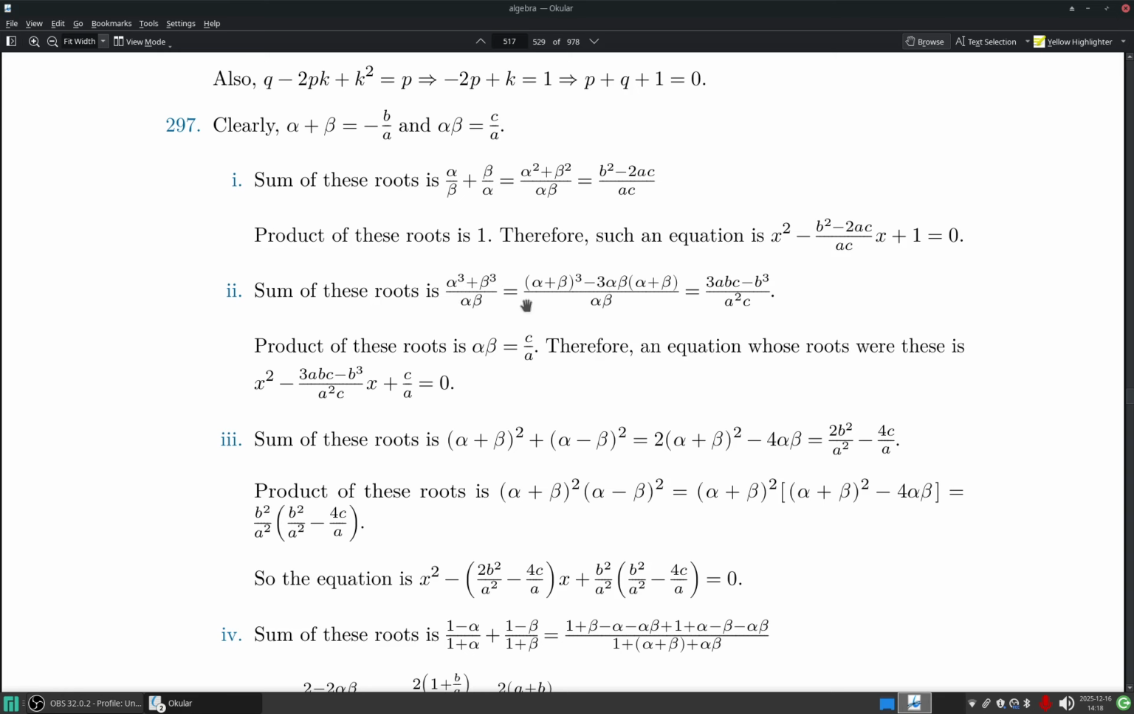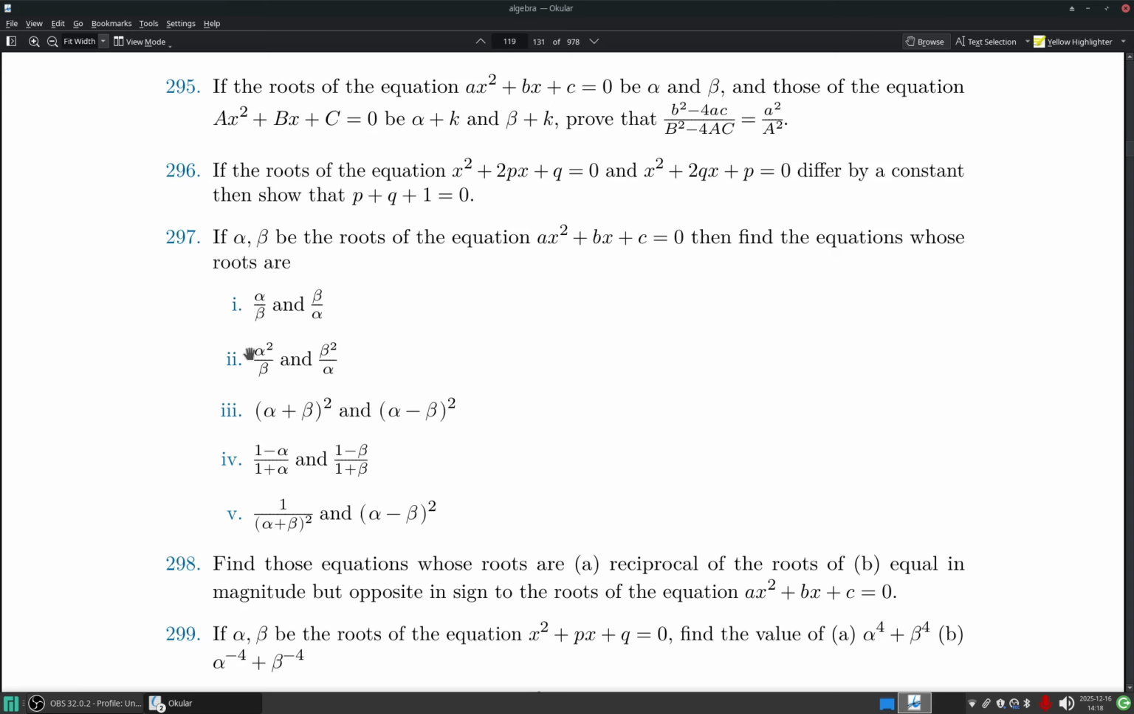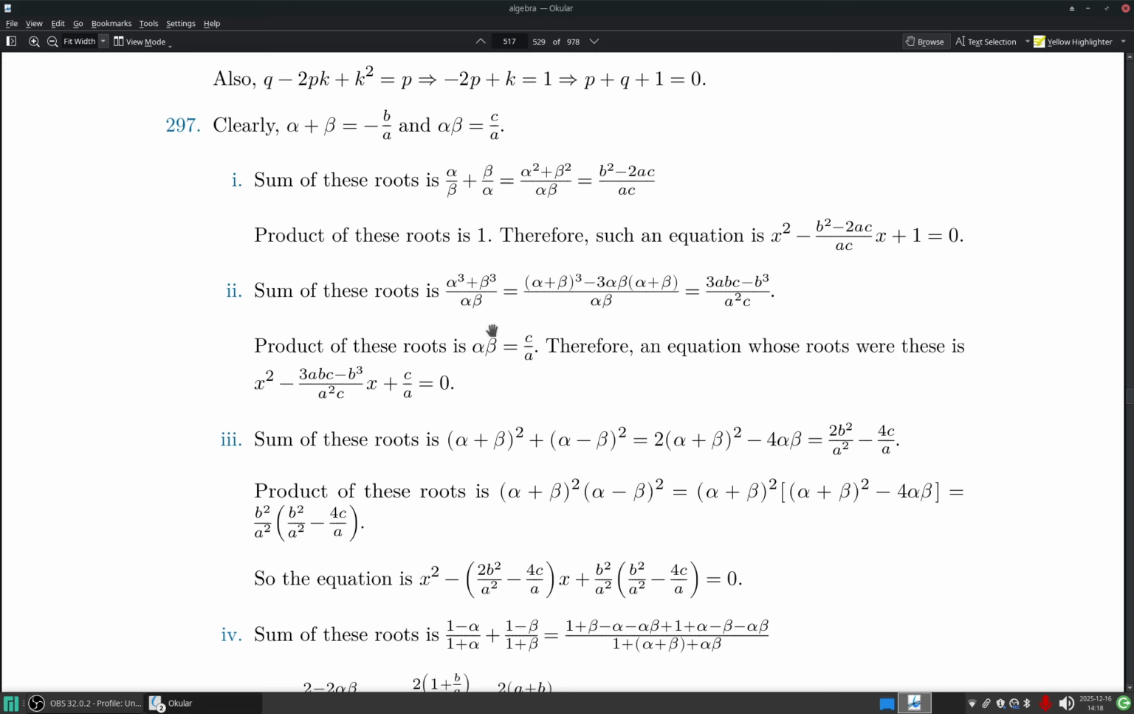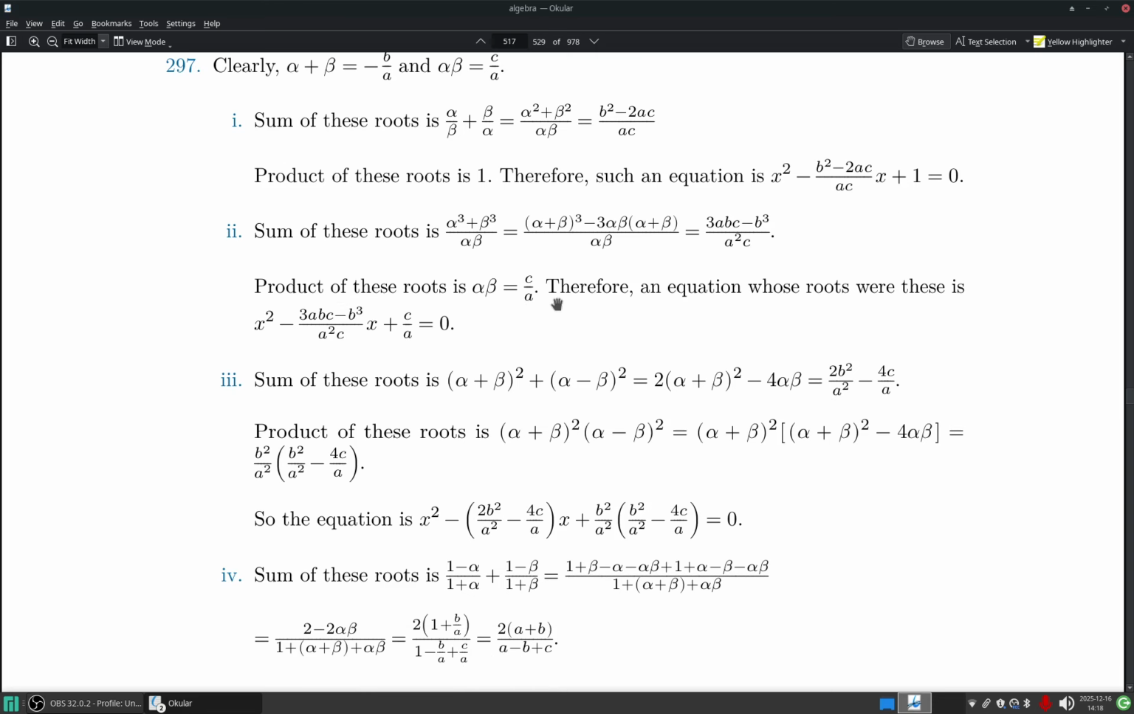Now if you look at the second part, the sum of these roots will be alpha cube plus beta cube by alpha beta, which is equal to alpha plus beta whole cube minus 3 alpha beta into alpha plus beta by alpha beta, which is equal to 3abc minus b cube by a square c. Now if you see product of the roots, then beta will cancel 1 power of beta and alpha will cancel 1 power of alpha. So the product will be alpha beta. So that will be the same, c by a. So the equation for these two will be x square minus 3abc minus b cube by a square c into x plus c by a is equal to 0.